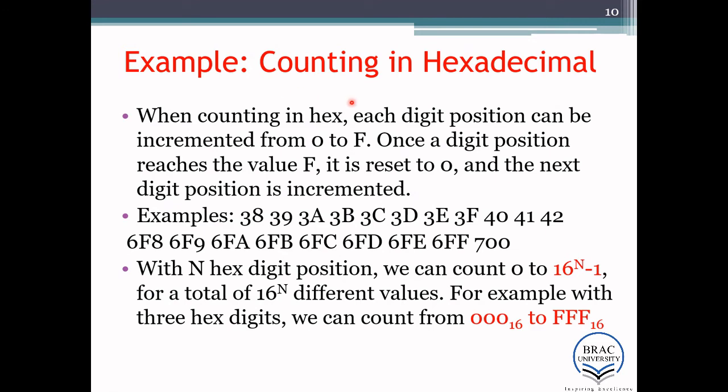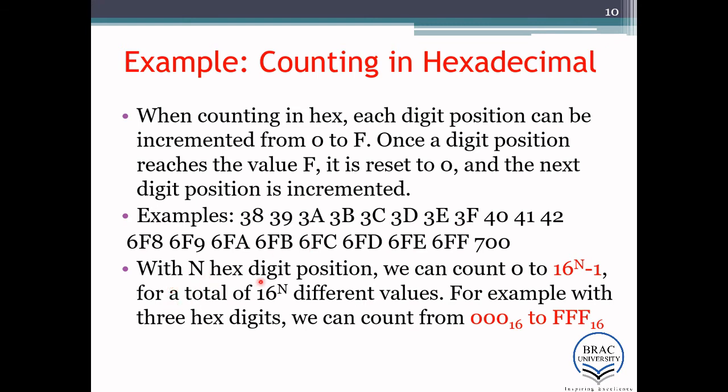Similar thing is true for hexadecimal. When counting in hex, each digit position can be incremented from 0 to f. Once a digit position reaches the value f, it resets to 0, and then the next digit position is incremented. So this is an example of hexadecimal counting, right?